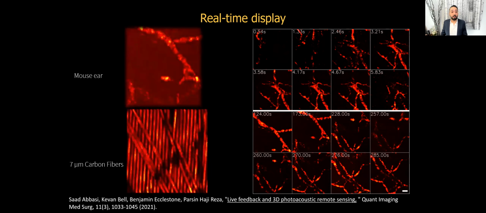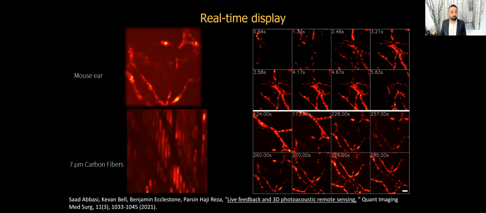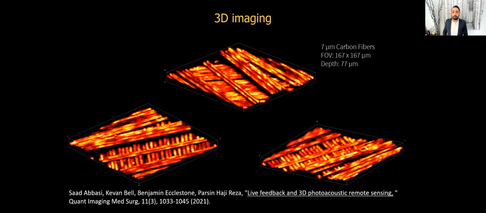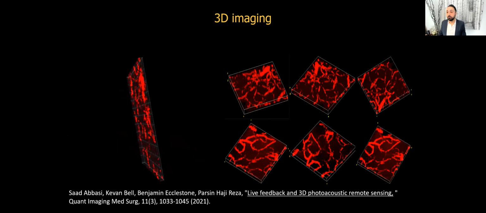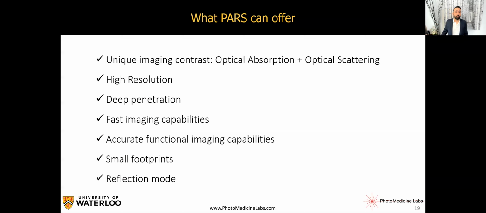This is done by my master's student, Sada Bassi, who did an amazing job when he was working in our lab. Then we show for the first time the 3D capability of the PARS system. And these are again carbon fiber networks, 6 to 7 micrometer is the diameter of each of these carbon fibers, and we can now image them in 3D. Again, this work was done by Sada Bassi in our lab. We can do this 3D imaging in animal microvasculature as well.